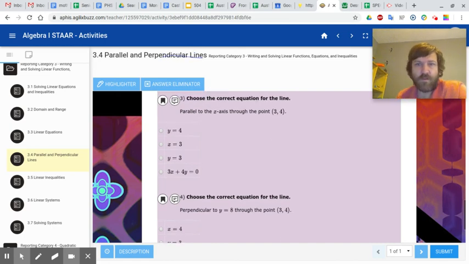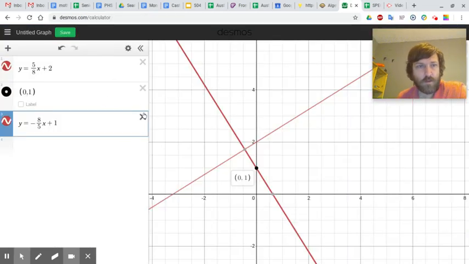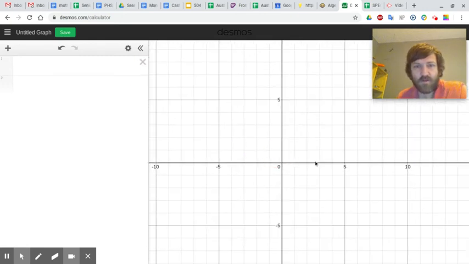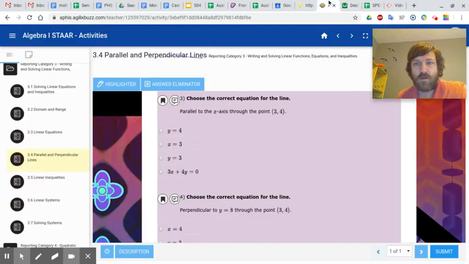Number 3, choose the correct equation for the line. We want to find a line that is parallel to the x-axis through the point 3, 4. All right, so let's jump over here. Let's clear out what we have. So first of all, we need to understand what the x and y axis are. You should know, hopefully, that this is the x-axis, the horizontal axis, and the y-axis is the vertical axis. So we're looking for one that's parallel to the x-axis, and it passes through the point 3, 4.